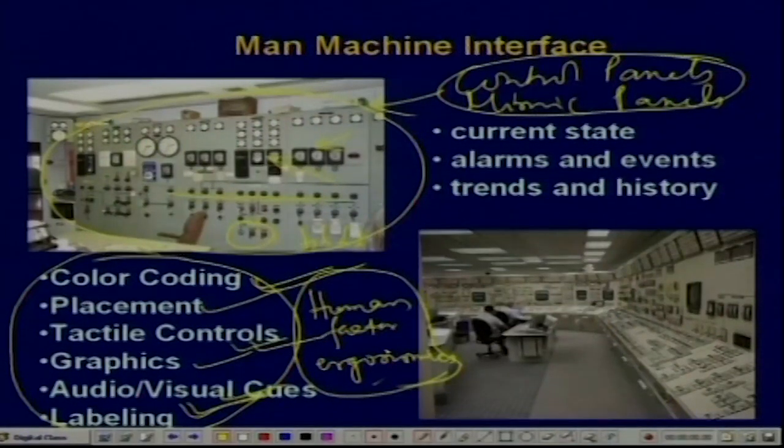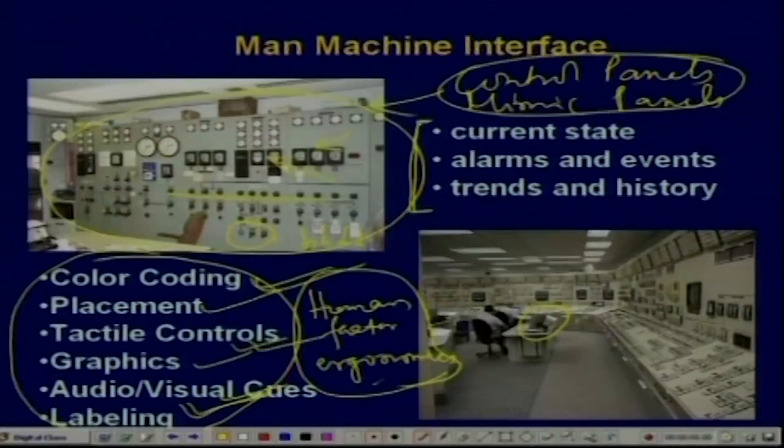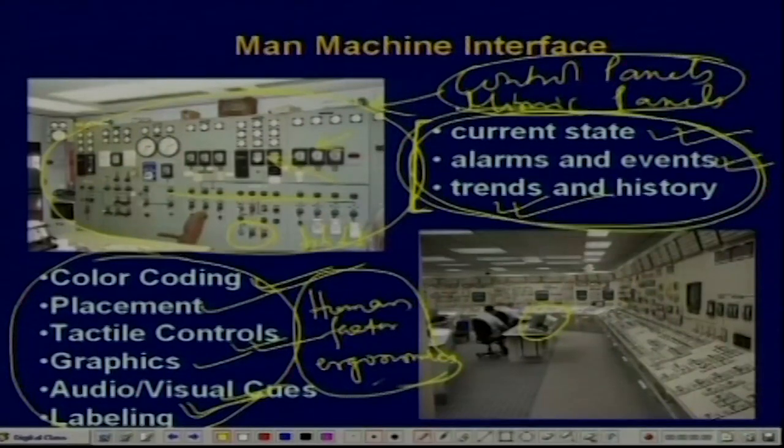On the other hand, if you see some modern interfaces, you can see here that apart from these, the operators will have computers. So there will be VDU or CRT based displays, which are the modern kinds of man-machine interfaces. Typically, a man-machine interface shows to the operator these three things. It shows the current state of the process, it shows alarms and events, and it lets the operator compare performance against trends and history. So these are the three kinds of information that a modern man-machine interface, based on computers, makes available to the operator.